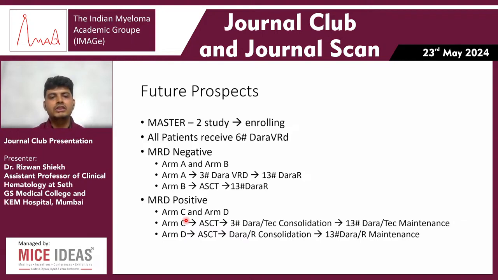Now coming to patients who will be MRD positive. Those patients will receive a transplant followed by 3 cycles of DARA-teclistamab consolidation and 13 cycles of DARA-teclistamab maintenance. And arm D, wherein the ASCT is followed by DARA-R consolidation and 13 cycles of DARA-R maintenance. So the question they are asking is, for patients who are biologically tough to treat, who are MRD positive, whether a strategy like a bispecific could be of any help.